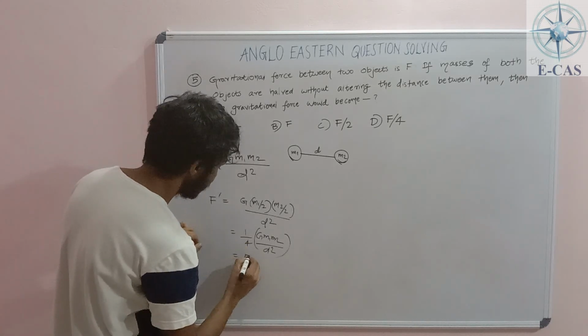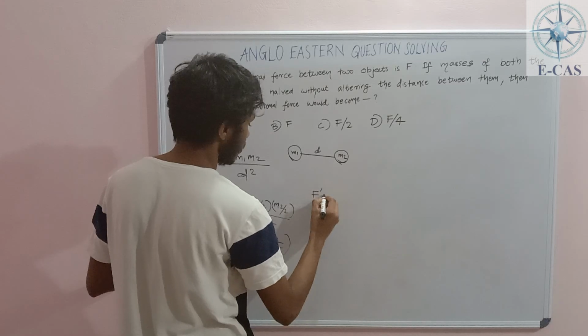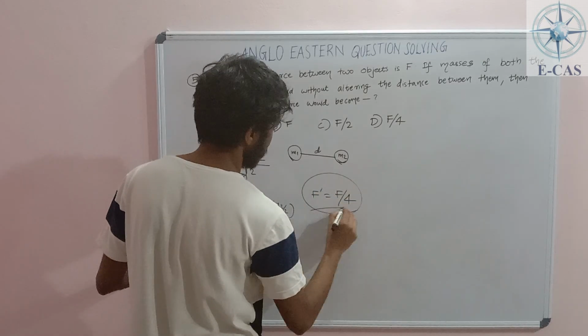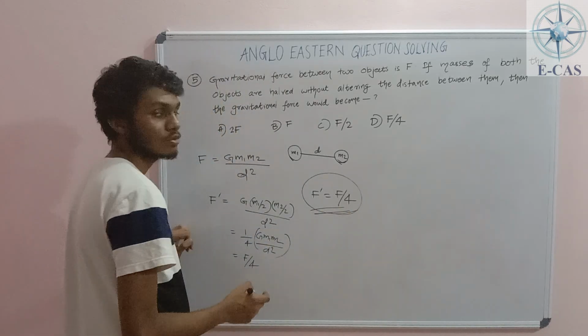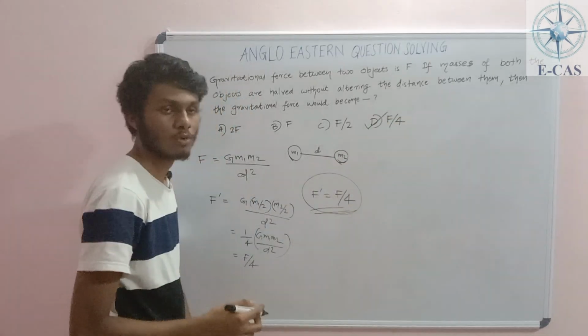So F dash becomes F by 4. The new force F dash is equal to F by 4. So the answer to this question is option D, which is F by 4.